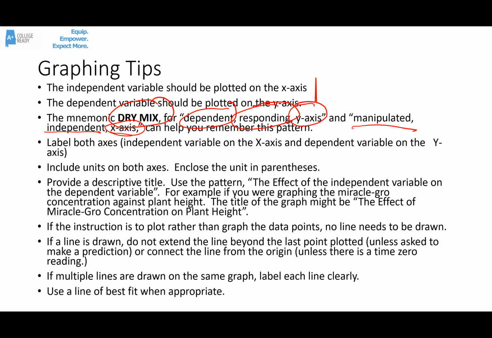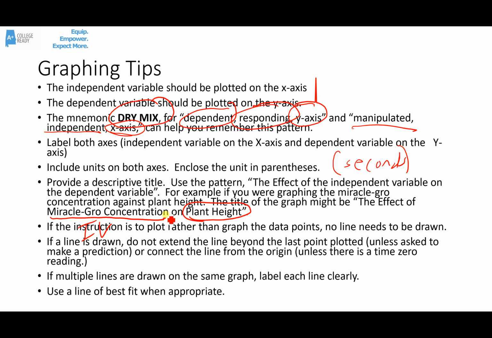Make sure you clearly label both axes. Make sure you include the units on the axes and close those in parentheses like so. Provide a descriptive title. I like to use the pattern, the effect of the independent variable on the dependent variable. So for example, if we were graphing Miracle-Gro concentration used on plants against plant height, the title would be the effect of Miracle-Gro concentration, so that's my independent variable, on plant height, which is my dependent variable.